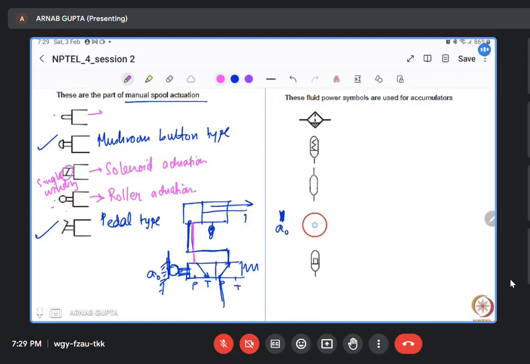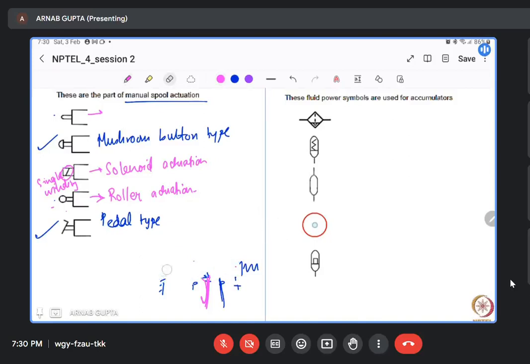The flow will be coming like this, and the configuration will be activated. Now the flow goes from here into the tank through here. So this is just a very simple example. Actually, it is used in cascading cylinders. I just showed one cylinder, but generally one cylinder activates the operation of another cylinder. In that case, this type of actuation is used.